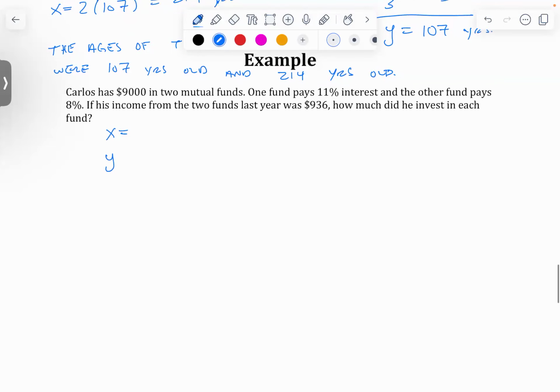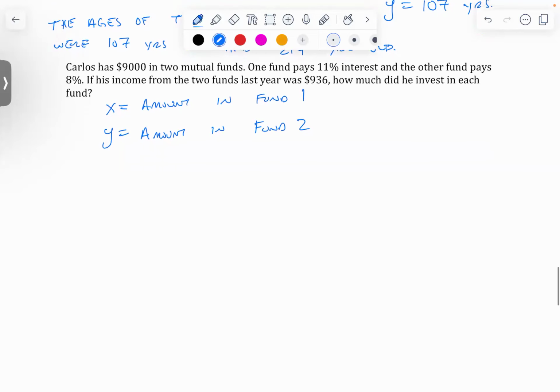So once again, I'm going to say X equals amount in fund one. Y is amount in fund two. So the two funds together, right, are $9,000. Once again, that is X plus Y equals $9,000.